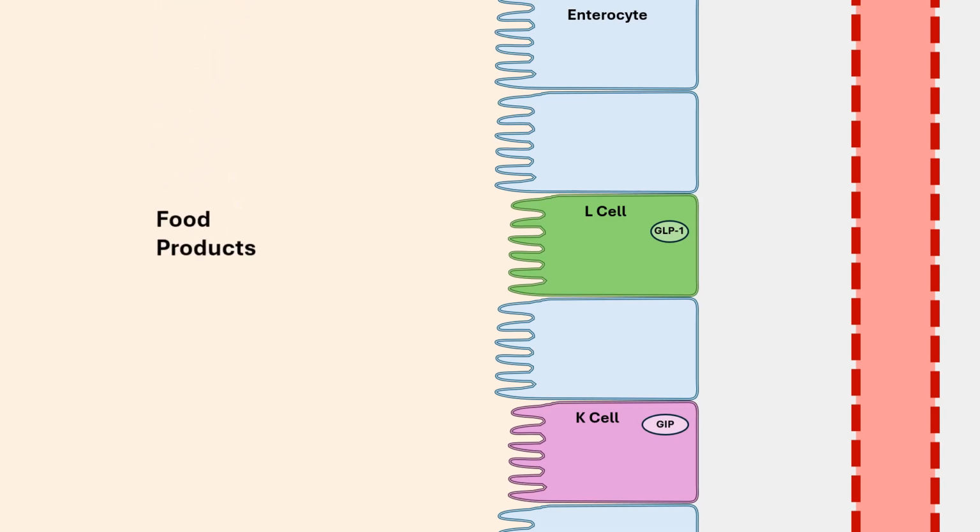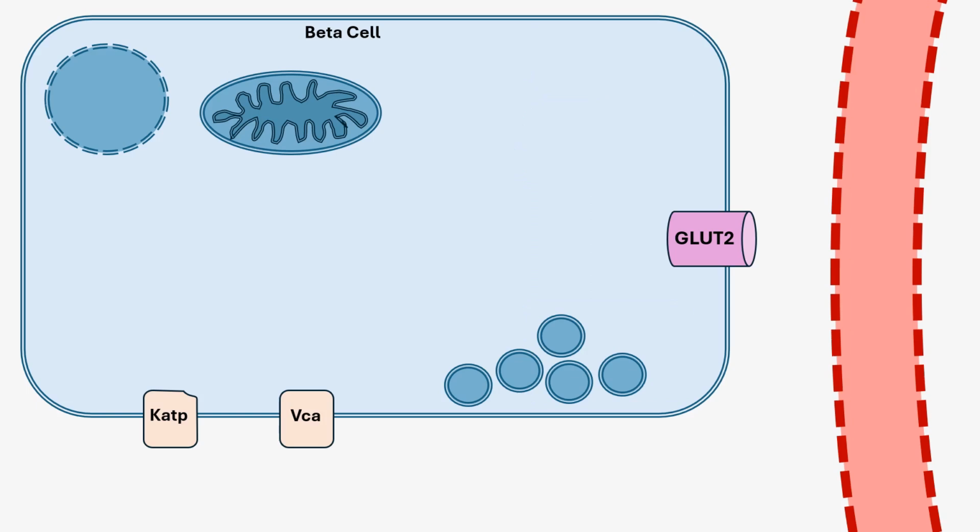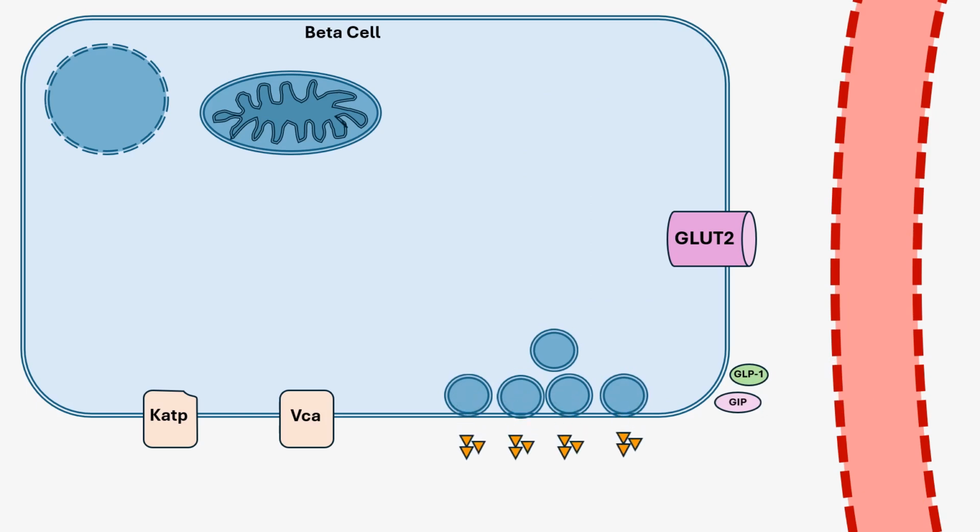In response to a meal, these guys are released and travel through the bloodstream to reach the beta cell and increase insulin secretion. Indeed, drugs that are GLP-1 agonists, which act like our body's GLP-1, are used to stimulate insulin secretion in type 2 diabetics.